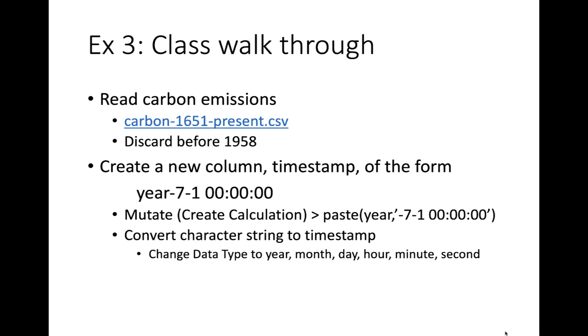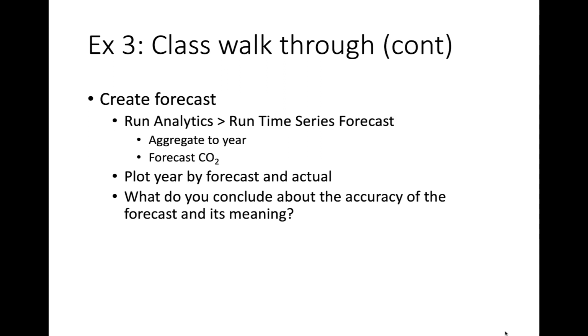In this walkthrough, we will be looking at carbon emissions data from 1651 to the present. There's some data manipulation we'll have to do with this data. We're going to have to discard some data before 1958. We'll have to create a new column, a time series column, to do the time series analysis. And then we will take a look at creating a forecast using the time series forecast function in Exploratory. We will then plot the year by forecast and the actual data.